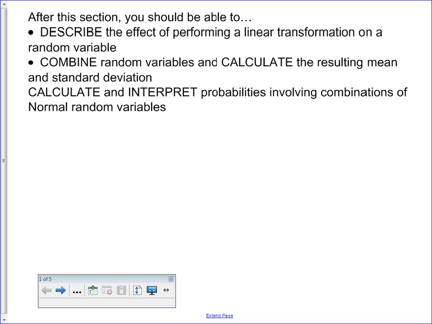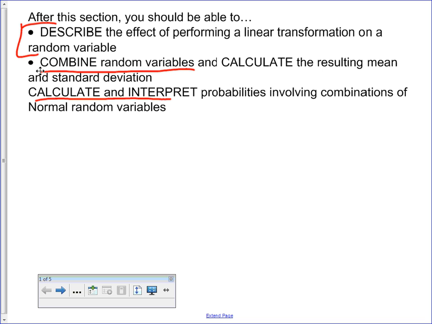Okay, so today's video is going to be really short. It's going to be on transformation of random variables. In this section, we're going to do a couple of things. We're going to talk about linear transformations of random variables. The trickier part is going to be combining, and calculating and interpreting what happens after we combine, but that's tomorrow's video. Today, we're just going to be doing this.